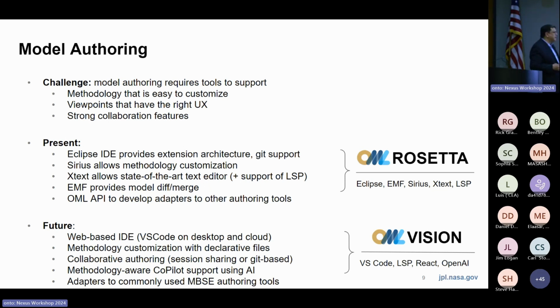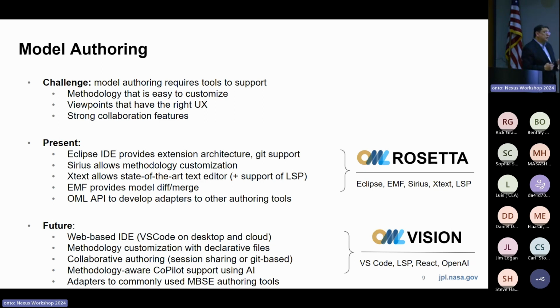We also need to make these methodology declarations even lower code than they are today. And in OML Vision, we try to do this with just simple files, JSON and YAML files. You configure them and you get these viewpoints. We're also using Git to do collaboration. We need to enable different kinds of collaboration methods, not only through the Git workflows, but also collaborative authoring, where two users, think of the Google Doc experience, two people come into the same model and start editing together.